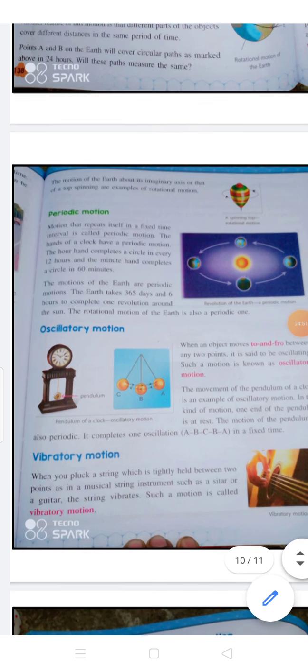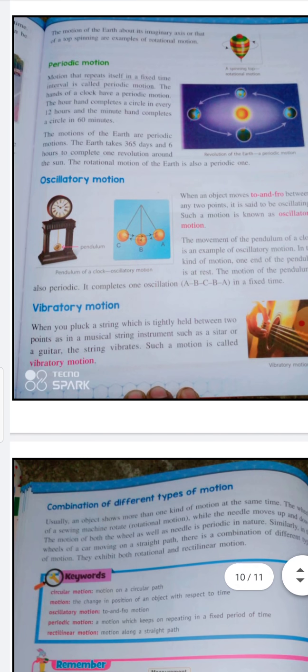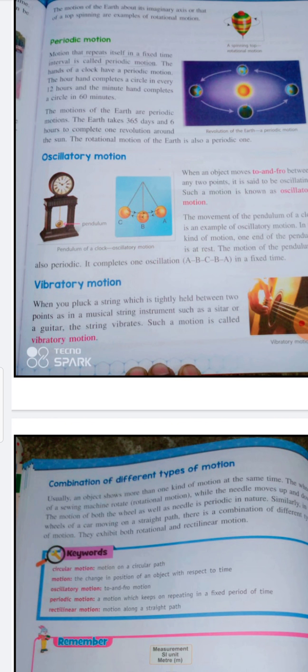Again we come to another motion, vibratory motion. Vibratory motion means that when an object moves to and fro very fast, it is said to be in vibratory motion, like alarm signals, call alerts, message alerts. These are examples of vibratory motion.